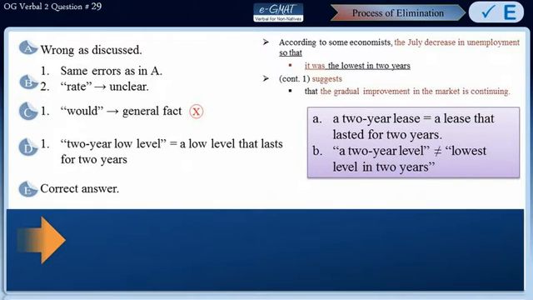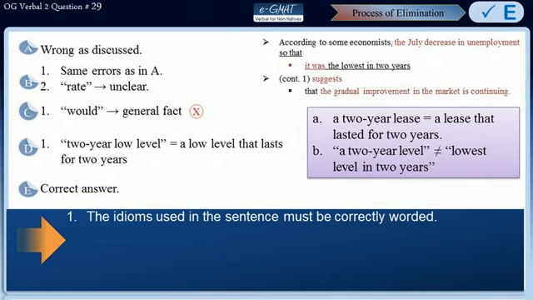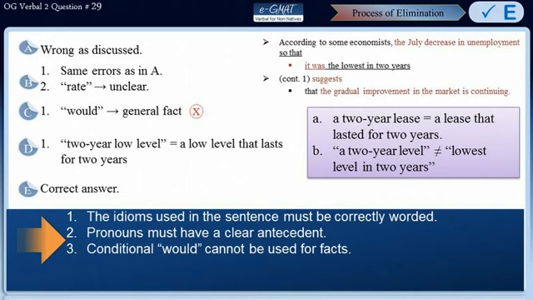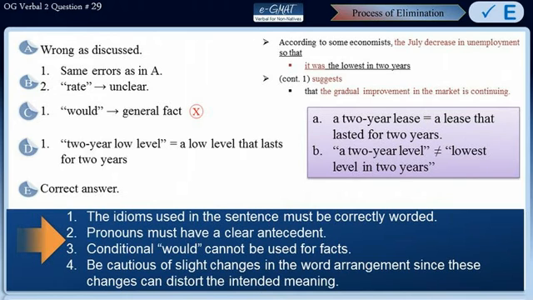Takeaway messages for this sentence are: the idioms used in the sentence must always be correctly worded to communicate the meaning of the sentence in the most effective manner. All the pronouns must have a clear antecedent. Conditional would cannot be used to talk about general facts, and we must be cautious about slight changes in the word arrangement, because they can lead to distortion in the intended meaning of the sentence.